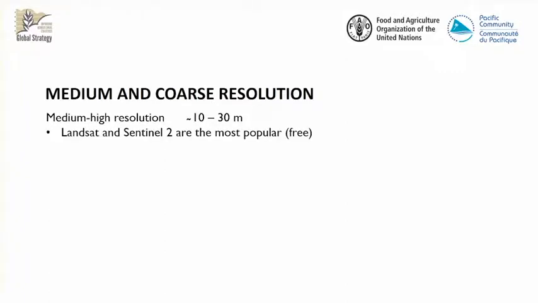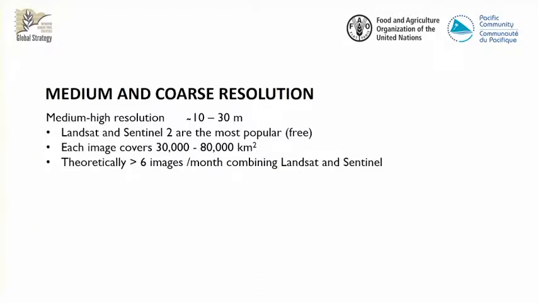Each image covers about 30 to 80,000 square meters, so it's a very large area, and we'll see the image in a second. And the thing about free is that the satellites are constantly rotating around the world, right? They're capturing images throughout the day, but they're only able to capture images at one point. So for something like Landsat and Sentinel, we're only looking at about 6 images of a particular point per month.